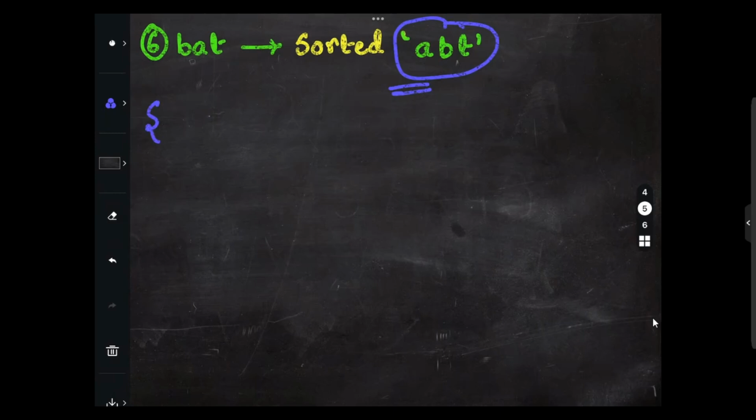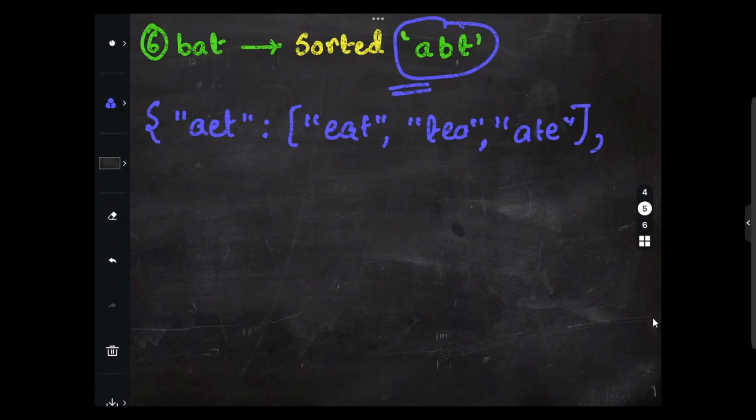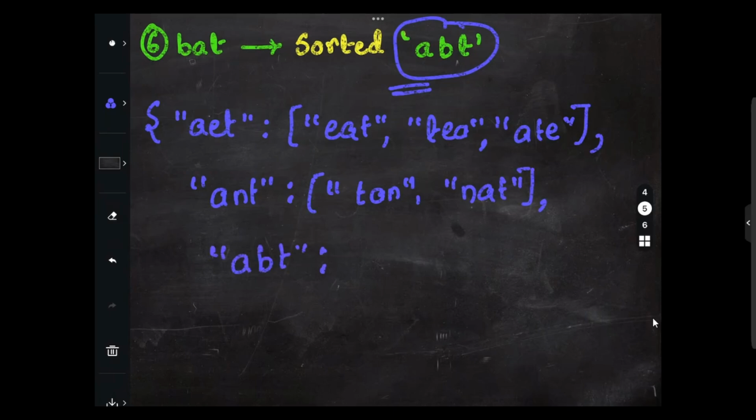So here I can write it this way. AET, we already have this one: EAT, TEA, and ATE for this particular key, right? Next, for the key ANT, we have got the words TAN and NAT. For the final one, the key ABT, what did we get? We are pushing this word, BAT, here.